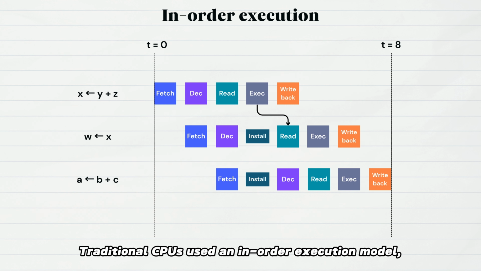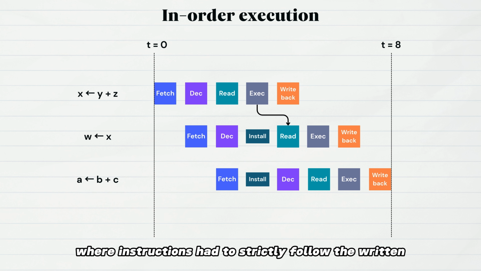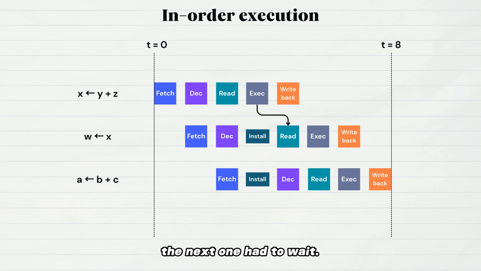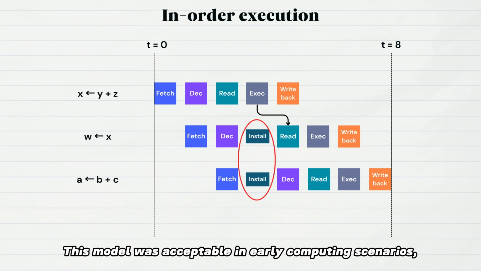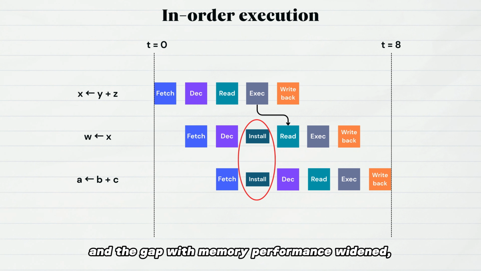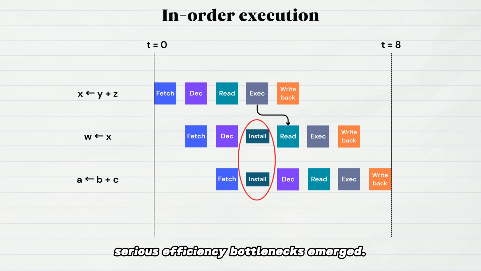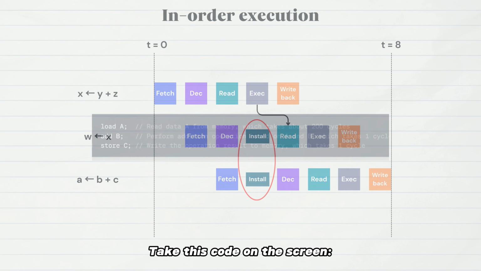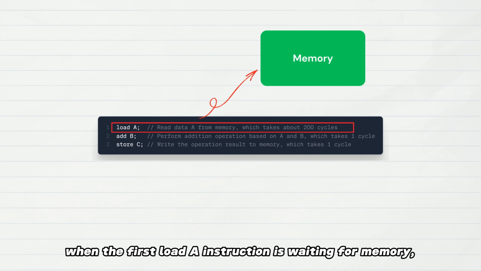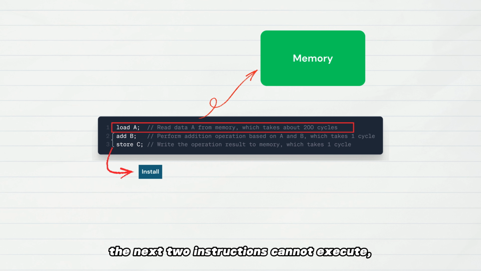Traditional CPUs used an in-order execution model where instructions had to strictly follow the written order. If the previous instruction wasn't finished, the next one had to wait. This model was acceptable in early computing scenarios, but as CPU clock speeds increased and the gap with memory performance widened, serious efficiency bottlenecks emerged. Take this code on the screen. When the first load A instruction is waiting for memory, the next 2 instructions cannot execute, causing the CPU pipeline to stall and wasting significant computational resources.